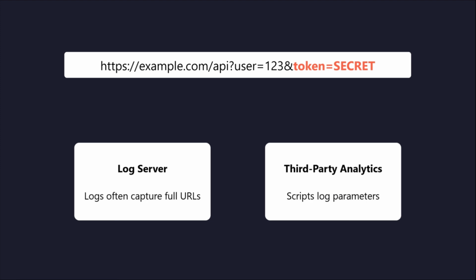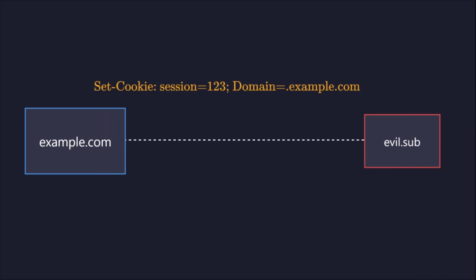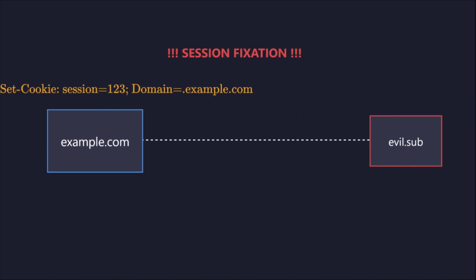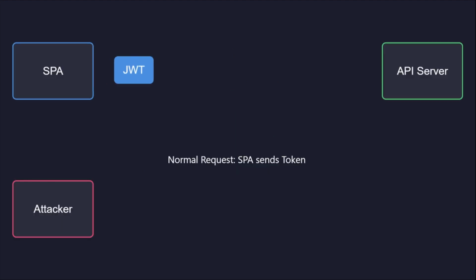Avoid including anti-forgery tokens in uniform resource locator parameters. Logs and browser history often store these parameters, potentially exposing the secret token to log monitoring tools or third-party analytics scripts. If a subdomain is compromised, it can set cookies for the root domain. This can lead to session fixation or token injection. Use the host-only attribute for cookies to narrow their scope to the specific authorized host.